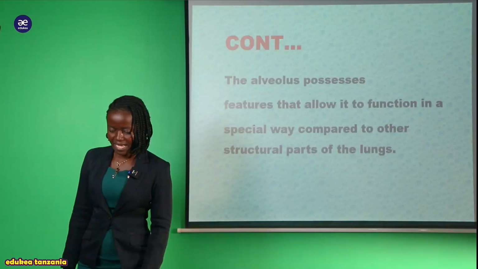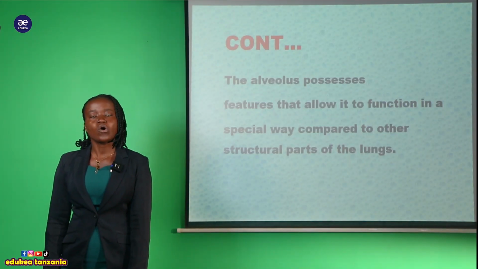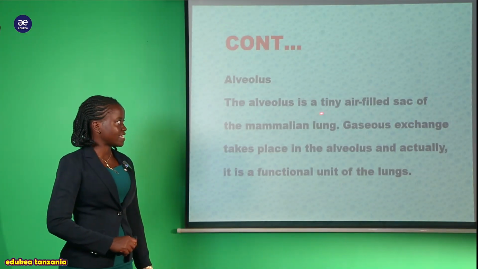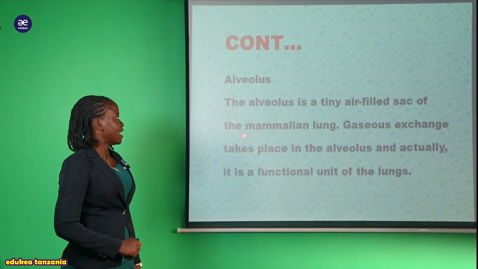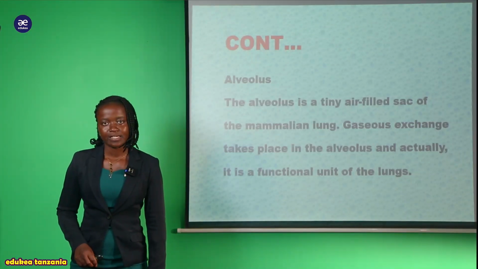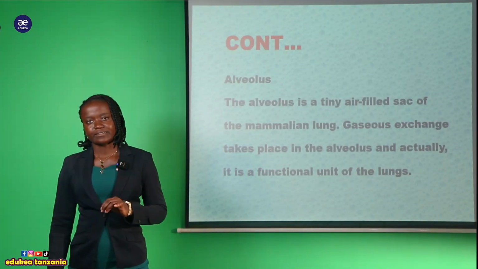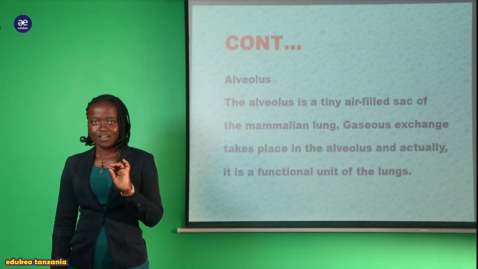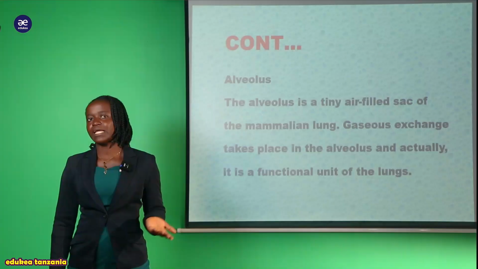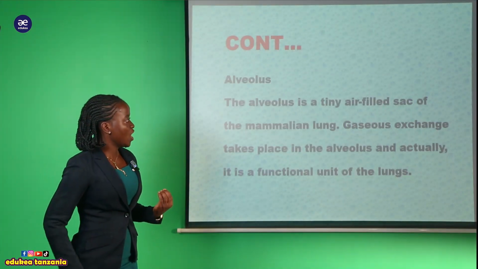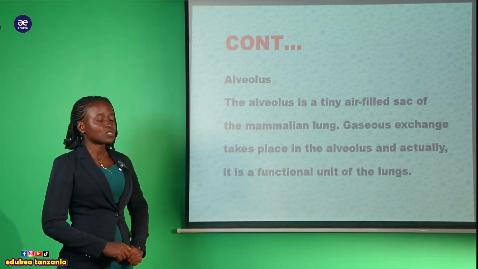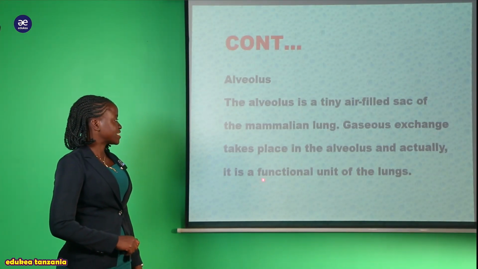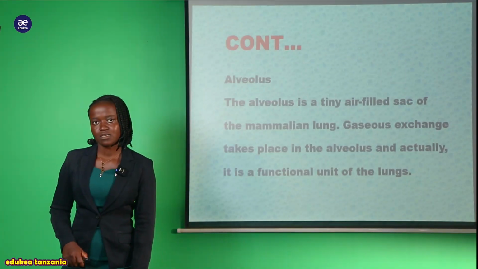So now let's start discussing the alveolus. The alveolus is the thin air-filled sac of a mammalian lung. Ni vipo vidogo vidogo sana, just a bubble-like structure, which are found at the end of the alveolar duct. So now this one, ndizo ambazo tunasema kwamba gaseous exchange takes place in the alveolus, and actually it is the functional unit of the lungs.